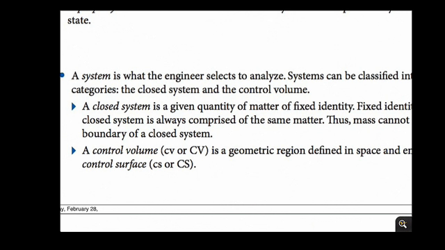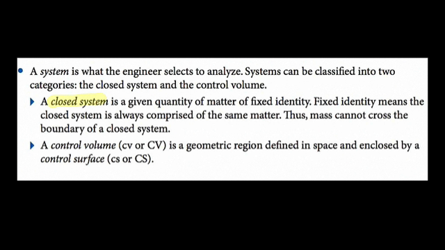A closed system is a fixed or identified collection of matter, and so it always has the same matter, and therefore mass cannot cross the boundary of a closed system. And a control volume, in very simple terms, is a geometric region that we define. We typically situate this geometric region around a pipe or around something with a flowing fluid. And if people had the ideas down in any kind of fashion, full credit.